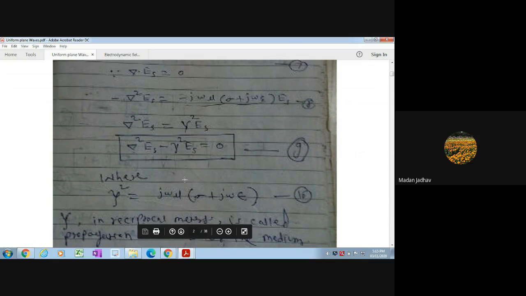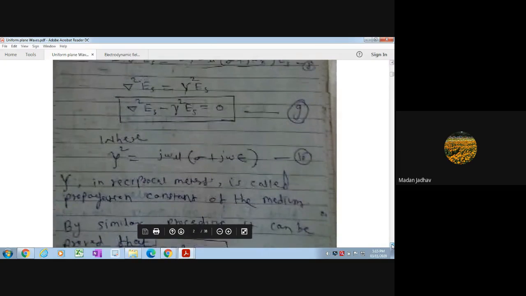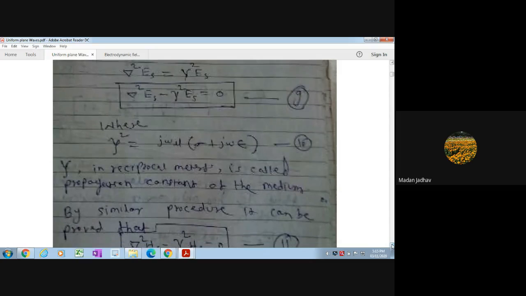This equation is the equation of the wave in vector form. Here gamma is the propagation constant of the medium. Gamma square is equal to j omega mu in bracket sigma plus j omega epsilon. Sigma is the conductivity of the medium, epsilon is the permittivity, and omega is the angular frequency of the wave propagating through that medium.